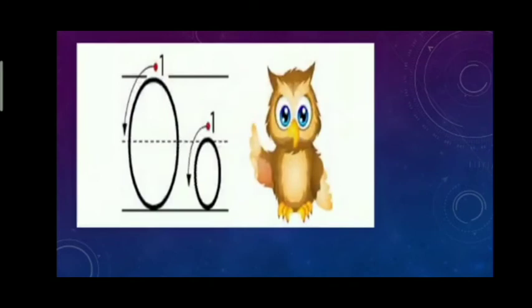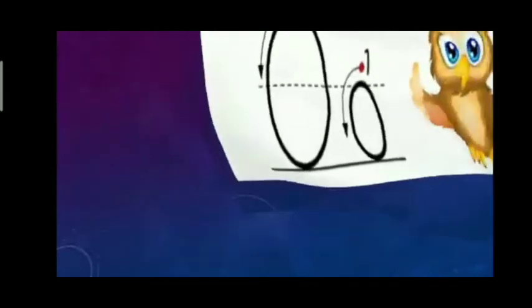Next letter is O. O for owl. Starting with capital O and red dot. Observe the arrow. You have to make a circle, a whole circle. Small o will come in only 2 lines. Same procedure as capital O.